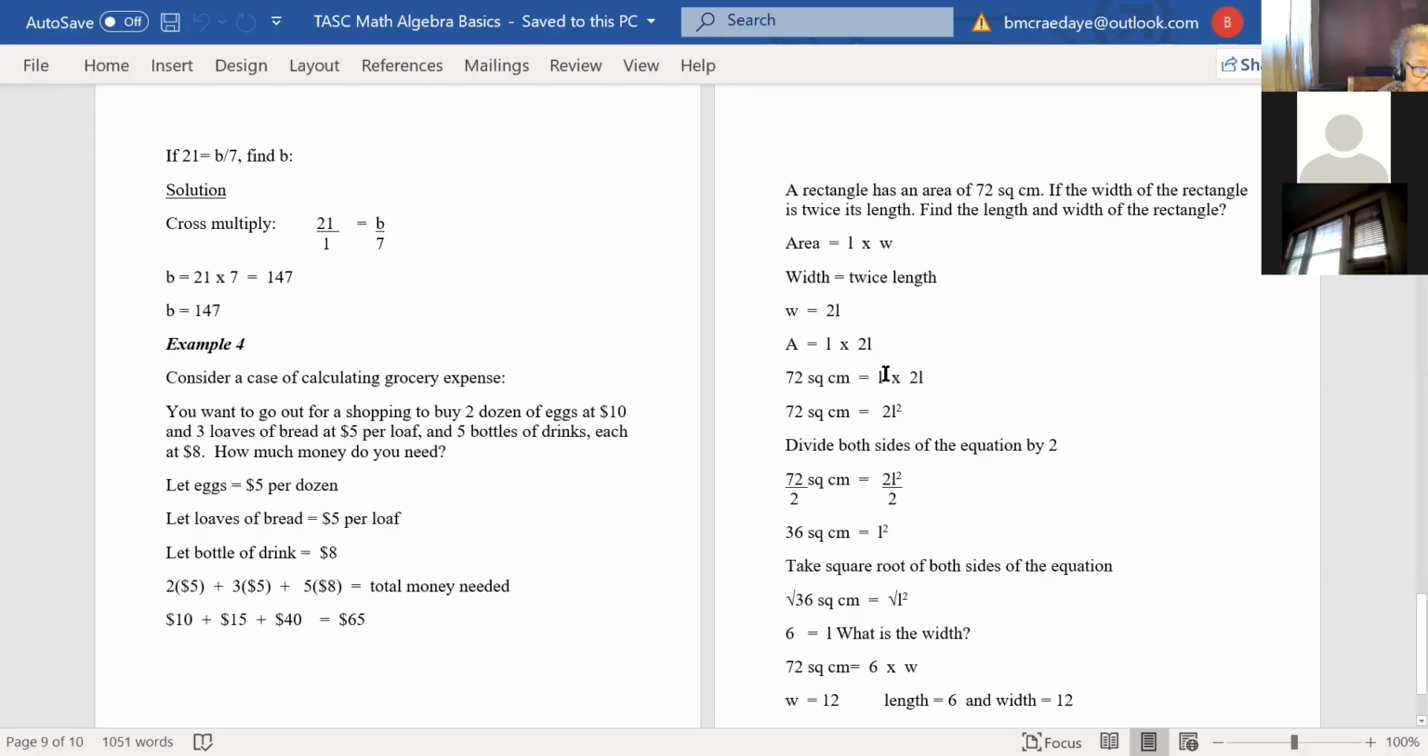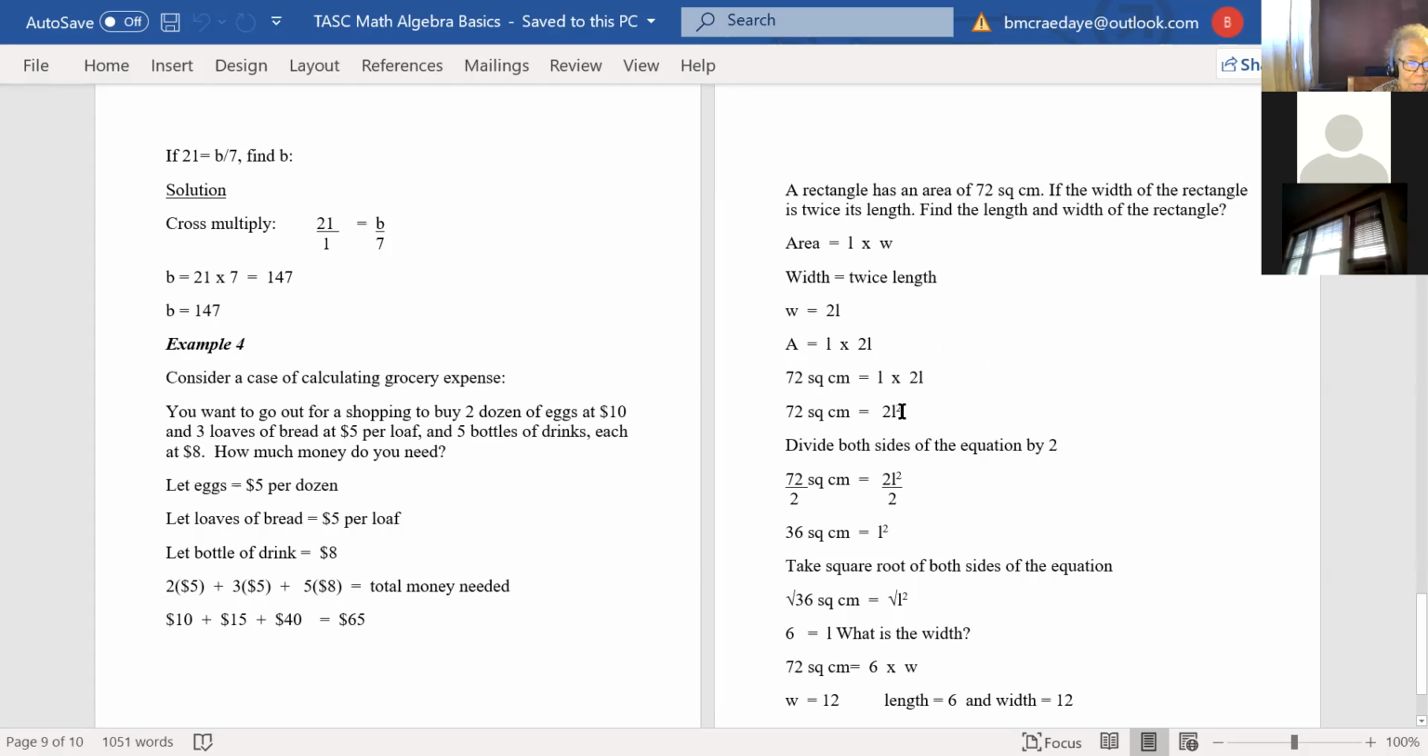Remember, there's an exponent here. L to the 1, L to the 1. When you multiply the same variable, you add the exponents. So L to the 1, L to the 1, 1 plus 1 is 2. So that's L squared, L to the second power, right? So that 2 is an exponent or power. So you have 2L times L is 2L to the second power. So the 72 square centimeters is equal to 2L to the second power.